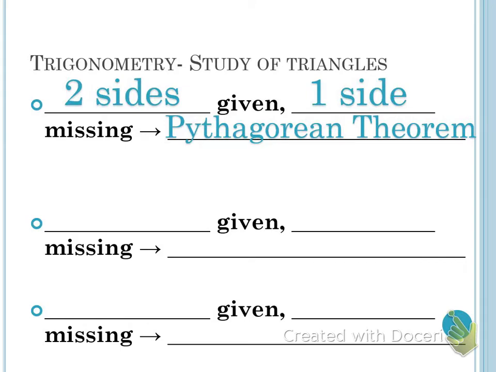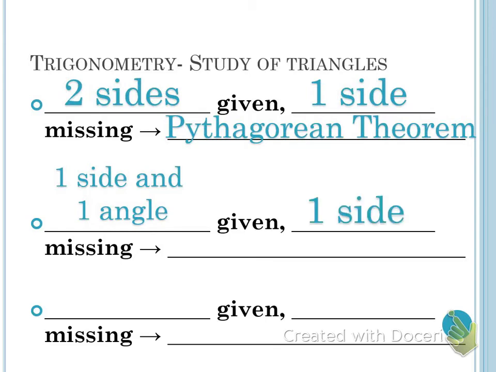I'm going to give you a hint. For the remaining 2, you're going to use trig ratios because we're going to be dealing with angles. So scenario 2 is what we're going to be in today. That is when you're given a side and an angle. So when you're given 1 side and 1 angle, and you have a side missing, you're going to use a trig ratio, either sine, cosine, or tangent.